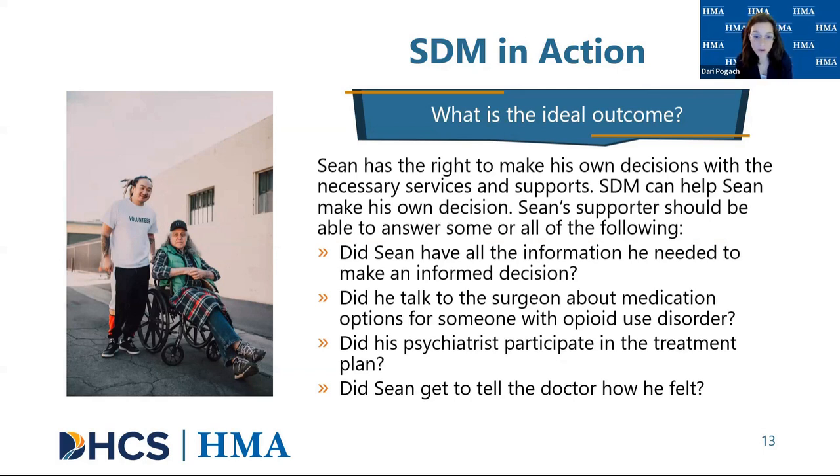Some ways that Sean's supporter can help to facilitate Sean making his own decision include being able to answer, did Sean have all the information he needed to make an informed decision? Did he talk to the surgeon about medication options for someone with opioid use disorder? Did his psychiatrist participate in the treatment plan? And did Sean get to tell the doctor how he felt?